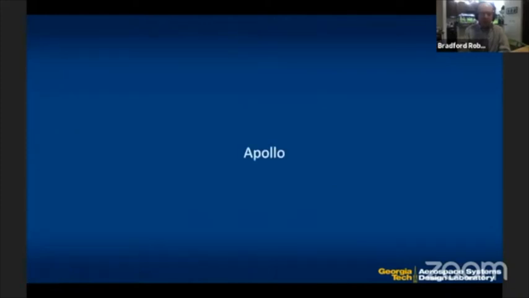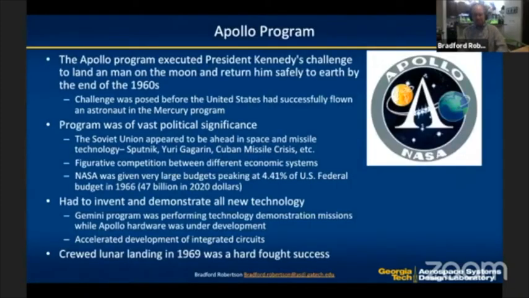So how does this work with Apollo? As you'll know, Apollo started in the 1960s with President Kennedy's challenge to land a man on the moon and return him safely to Earth in a decade. So that was a very politically significant program, right? At the time, the United States appeared to be behind in space and missile technology between Sputnik, Yuri Gagarin, the Cuban Missile Crisis, the missile gap, etc. And so that was very much a figurative competition.